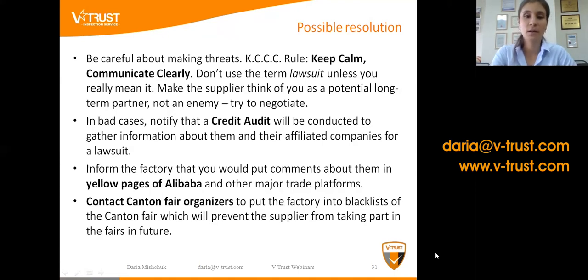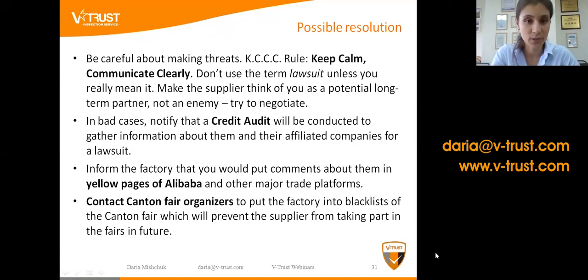And besides, if you would like to combine the first and the second tip, you can also start conducting the credit audit while still negotiating with the supplier about some possible quiet and peaceful resolution way.